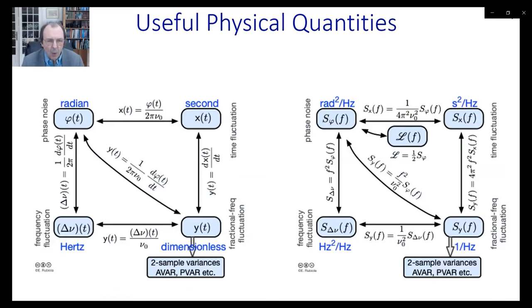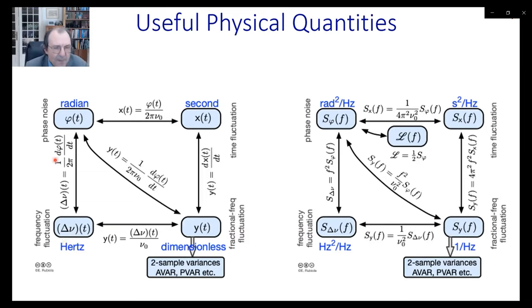Now, we have other useful quantities. This is the random phase phi. We can convert the random phase phi into a time fluctuation that is called x, which is phi divided by 2 pi nu 0, and the unit is seconds. Otherwise, we can use the frequency fluctuation delta nu function of t. I put delta nu in parentheses to emphasize the fact that delta nu is a quantity that is a function of time, and this is expressed in Hertz.